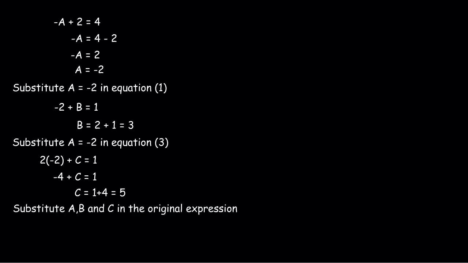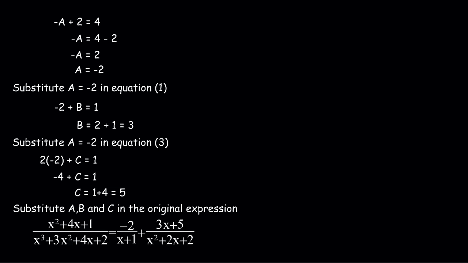Now we are going to be substituting for a, b and c in the original expression, and when we do that, (s squared plus 4s plus 1) divided by (s cubed plus 3s squared plus 4s plus 2) will be equals to minus 2 divided by (s plus 1) plus (3s plus 5) divided by (s squared plus 2s plus 2). We can also rearrange our right hand side to become (3s plus 5) divided by (s squared plus 2s plus 2) minus 2 divided by (s plus 1).